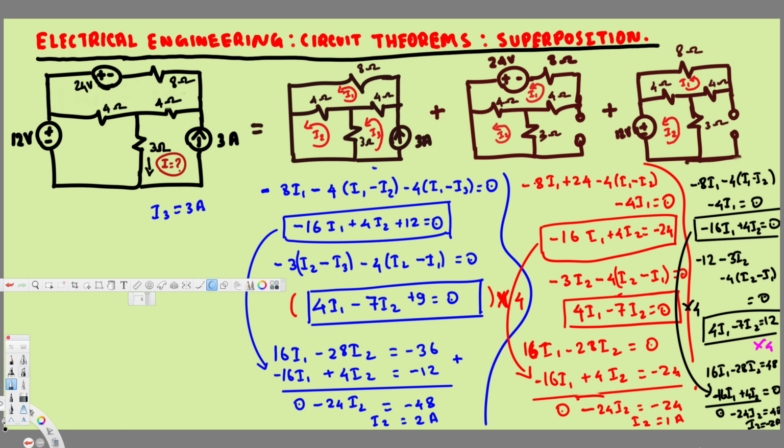Okay, now from the previous ones, in the first circuit we had I2 equal to 2 ampere. In the second circuit we had 1 ampere. In the third circuit we had I2 equal to negative 2 ampere. Okay, now we have all these values. Now let's look at this I. I is the main question, right?